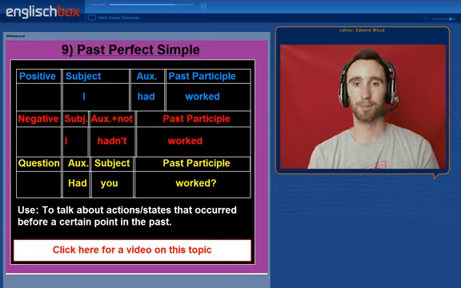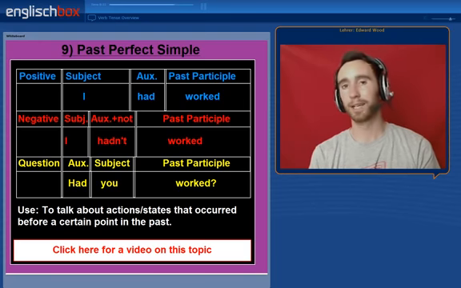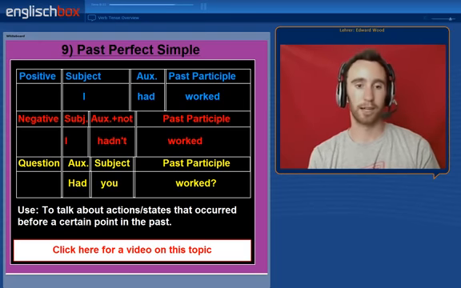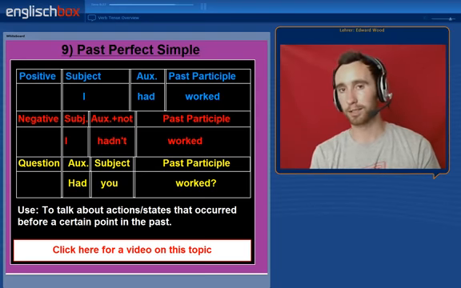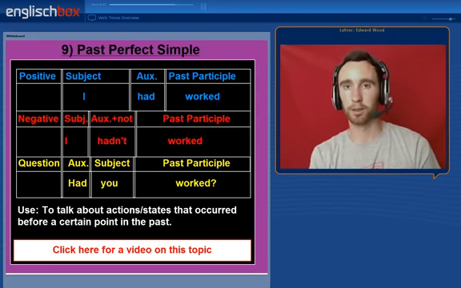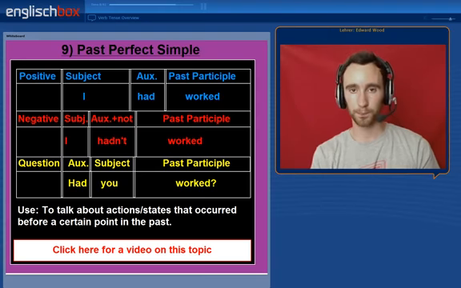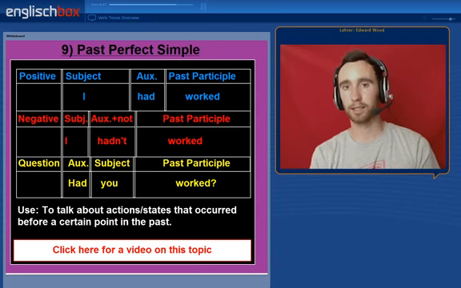The past perfect simple. We use this to talk about actions or states that occurred or were true before a certain point in the past, often in conjunction with the past simple. So I had worked, I hadn't worked in negative, and had you worked in question form.